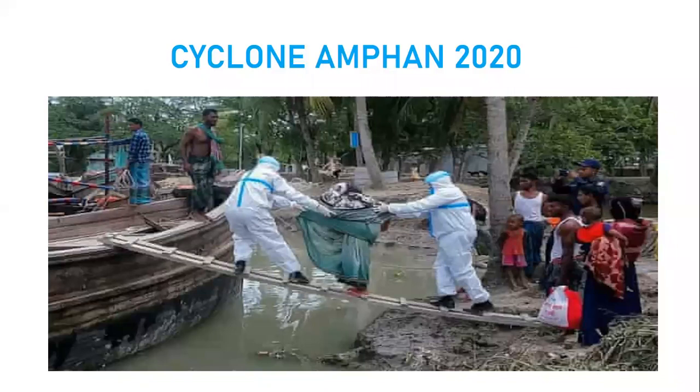Cyclone Amphan 2020, when India was already facing the COVID pandemic. The cyclone Amphan hit West Bengal and Odisha, resulting in the death of 129 people with 1 lakh crore rupees economic loss. So it is the costliest tropical cyclone which India has faced.